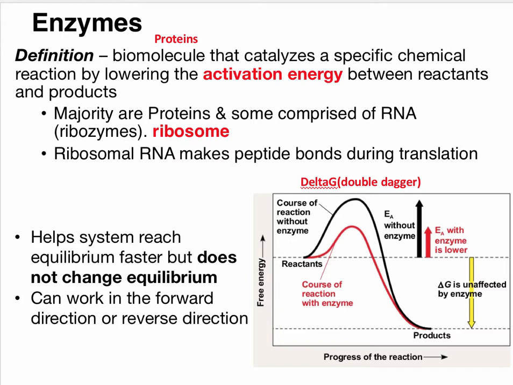So what are enzymes? They help the system reach equilibrium faster, but this is important: they do not change the equilibrium of the reaction. That means that they don't affect the delta G.